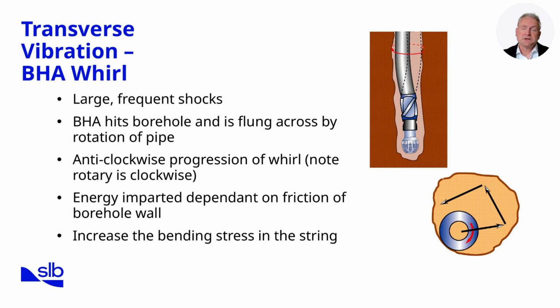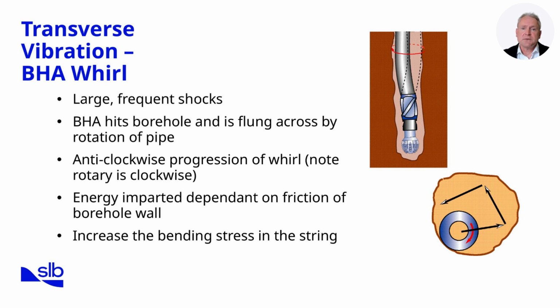Interestingly, the whirl progression is typically anti-clockwise, even though the rotary system itself turns clockwise. This counter-motion arises from the dynamic interaction between pipe rotation and borehole friction. The amount of energy imparted depends directly on wall friction, meaning rougher, higher friction walls create more violent whirl events. The result is greatly increased bending stresses throughout the drill string, particularly at connection points. This leads to accelerated fatigue, housing deformation, and, in extreme cases, catastrophic failure.